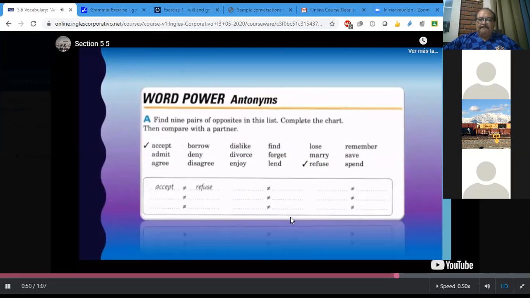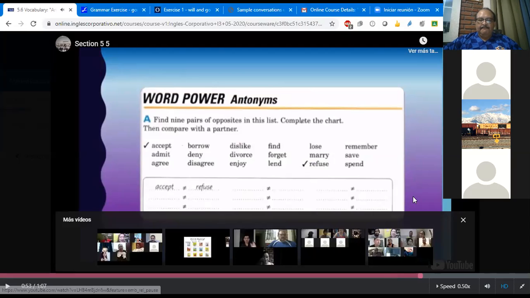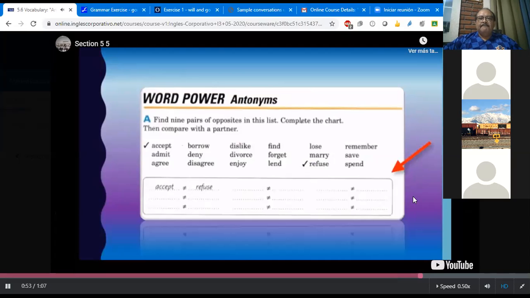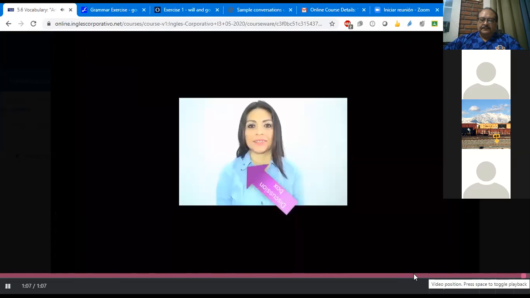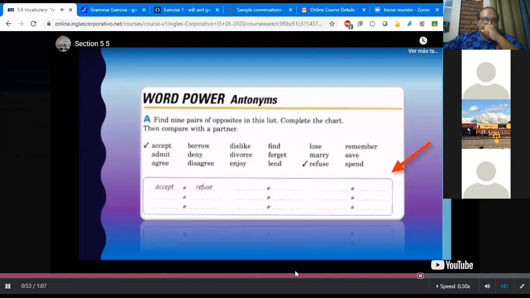Now that you have listened to that pronunciation, make a chart on your notebook and complete it. We want you to choose four pairs of opposites. Write sentences using each pair.